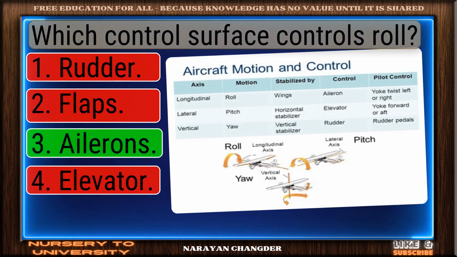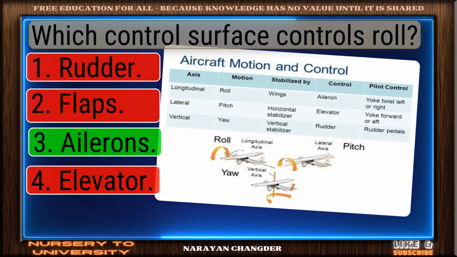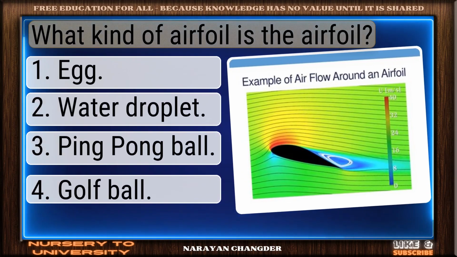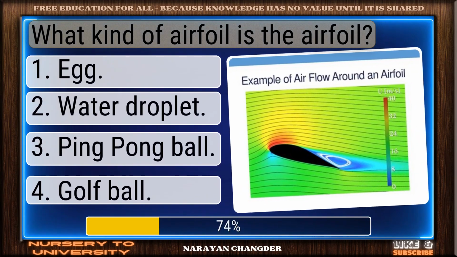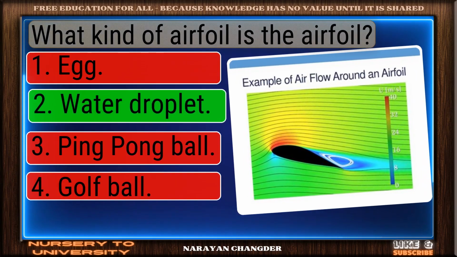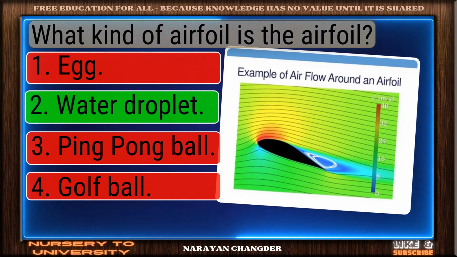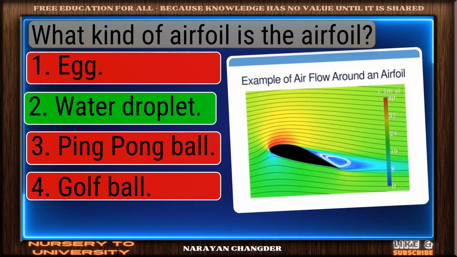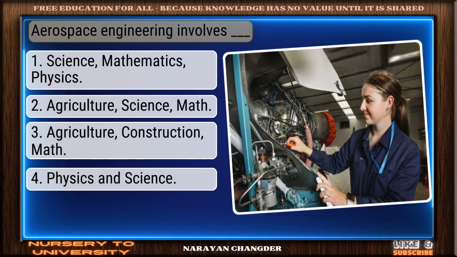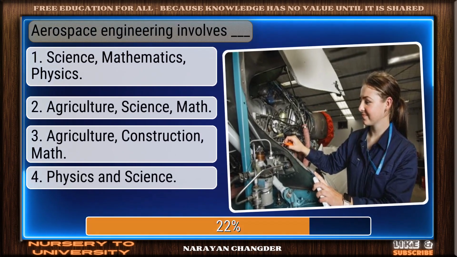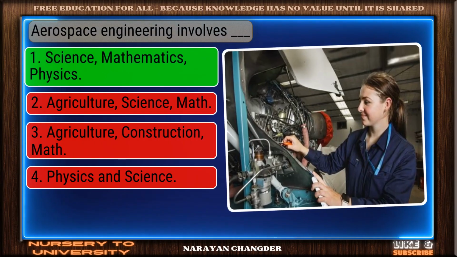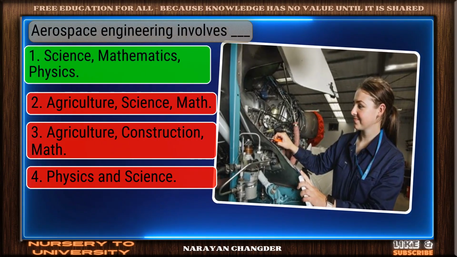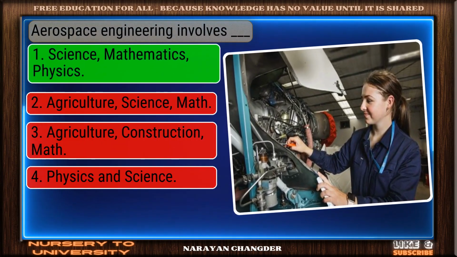You're right. Ailerons is the correct answer. What kind of airfoil is the airfoil? Nice work. You chose water droplet, and it is correct. Aerospace engineering involves dash. Nicely done. Science, mathematics, physics is a solid answer.